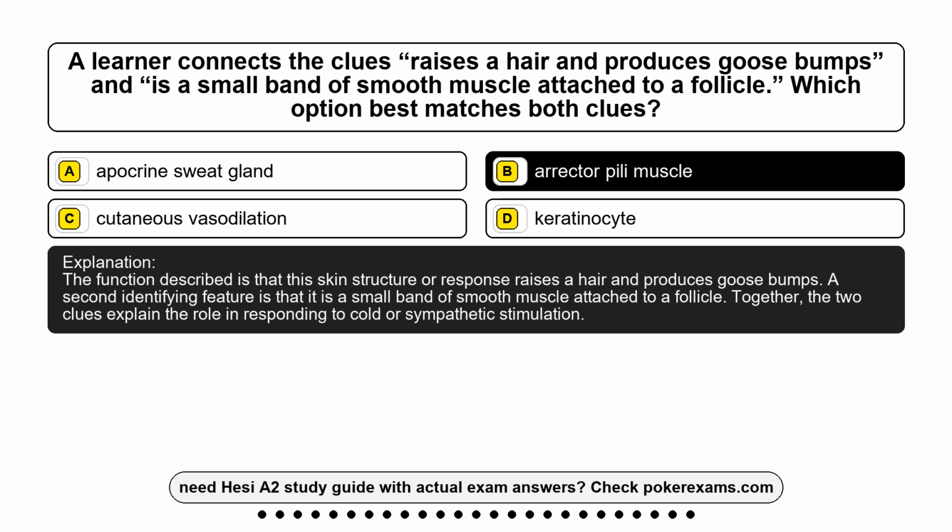The function described is that this skin structure or response raises a hair and produces goosebumps. A second identifying feature is that it is a small band of smooth muscle attached to a follicle. Together, the two clues explain the role in responding to cold or sympathetic stimulation.